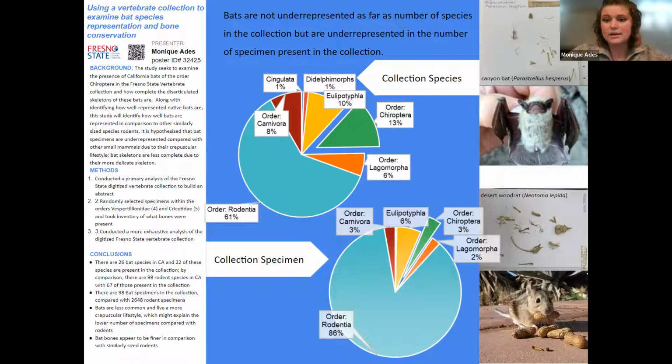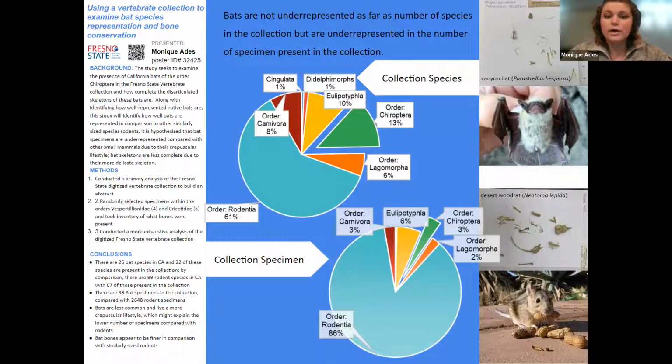Looking at these, it's pretty apparent just from first look, and I did actually handle these, so I also have that data to back this up. The bones of the bats are much finer, much easier to break, and they're built to fly, whereas a wood rat is not built to fly. So the bones are a lot more dense, and they are harder to break and harder to work with. So that really plays into that.